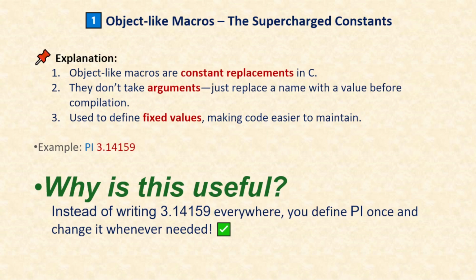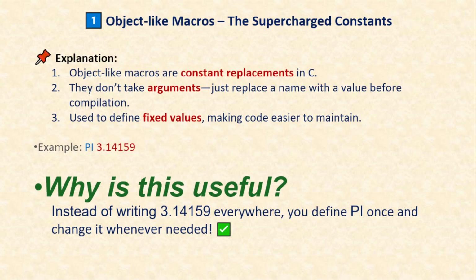Number one, object like macros, the supercharged constants. Explanation. Number one, object like macros are constant replacements in C. They don't take arguments, just replace a name with a value before compilation. Number three, used to define fixed values, making code easier to maintain.